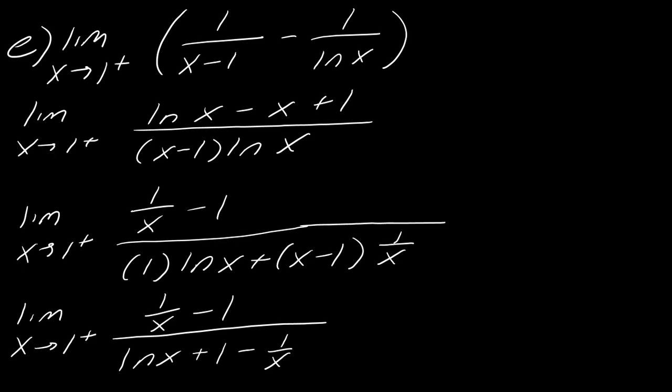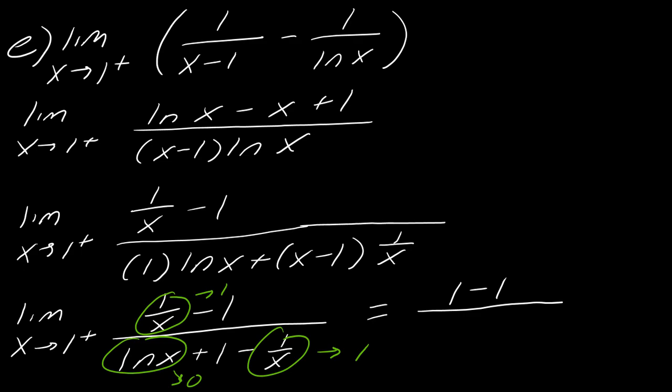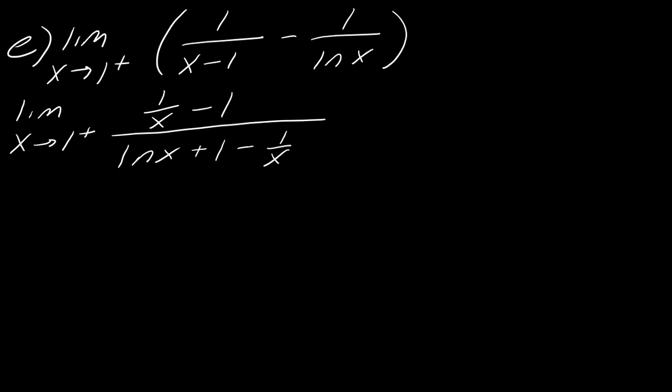So as x goes to 1, this is going to go to just 1, as is this. And then the natural log of x is still going to go to 0. So now if I just do the math here, I get 1 minus 1 over 0 plus 1 minus 1. So I still get 0 over 0. That's okay, but we just had to take a second to figure that out. So I guess we're going to have to take another derivative. So let me clear some space, and let's do it again.